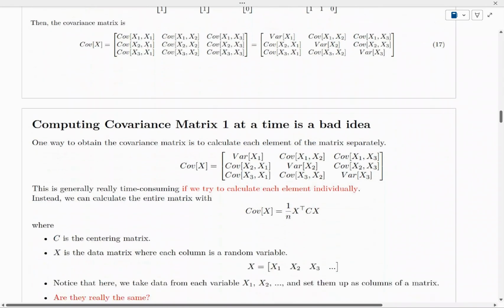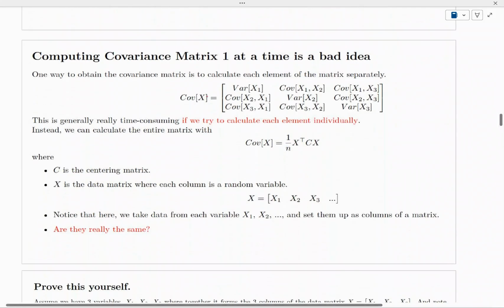Now, when you're computing the covariance matrix, the easy way is you can just do them one at a time, right? So you have to calculate 9 things in this matrix. Of course, you could do that, but that's a bad idea, because it takes forever. You have to calculate a lot, like 9 of them.